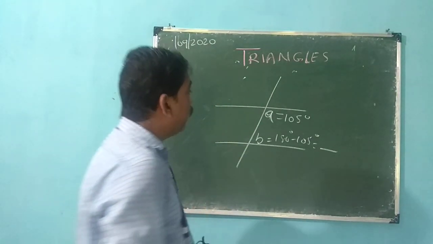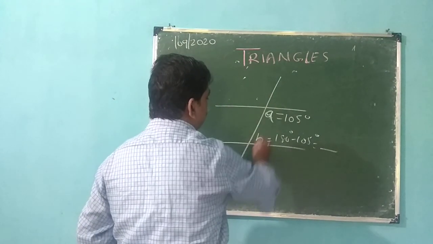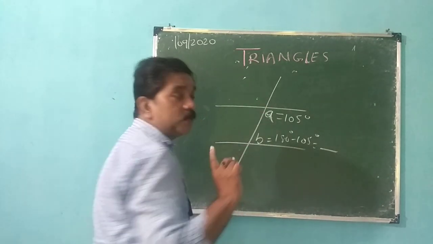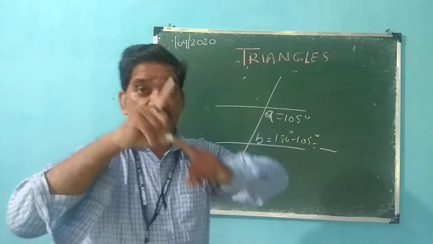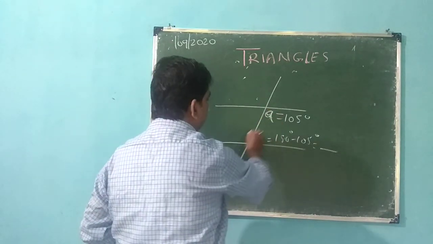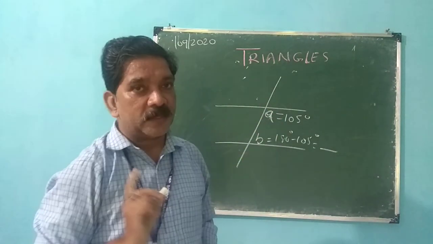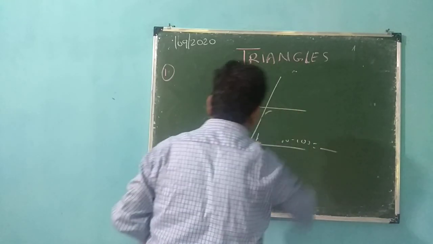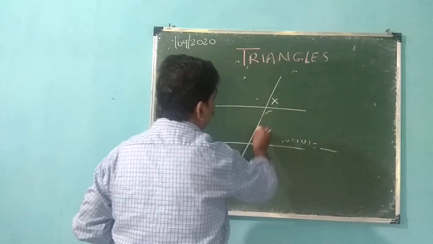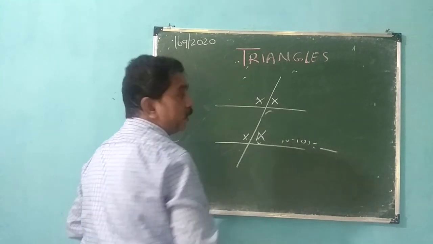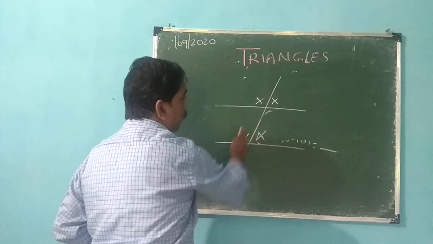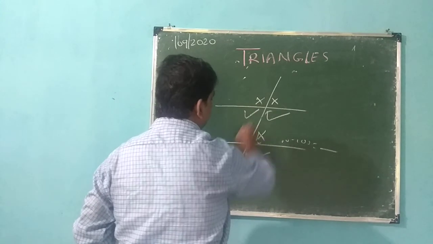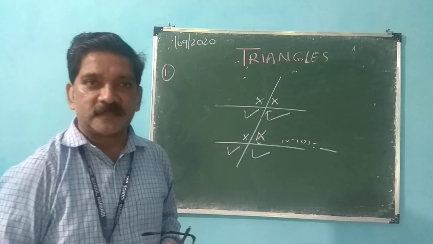Correct? These two angles are vertical opposite angles. These two angles are vertical opposite angles. But don't think these two angles are vertical opposite angles. Remember this. It should be like this, crossing, intersecting. Now these angles are corresponding angles. Similarly, these two angles are corresponding angles.